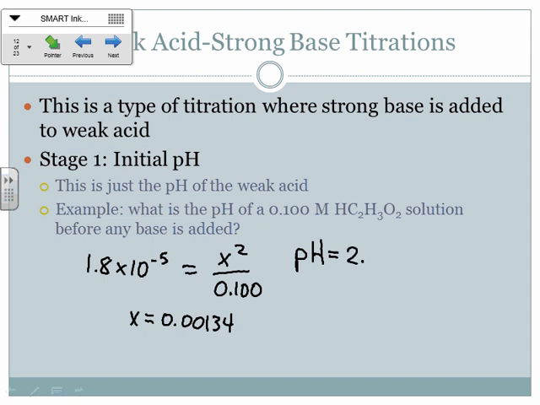We need 3 numbers after the decimal here. 2.872. Because we had 3 sig figs in our original number. So that's how you do that, okay? That's fairly easy. That's when we only have acetic acid in the solution, okay? Everybody all right with that?